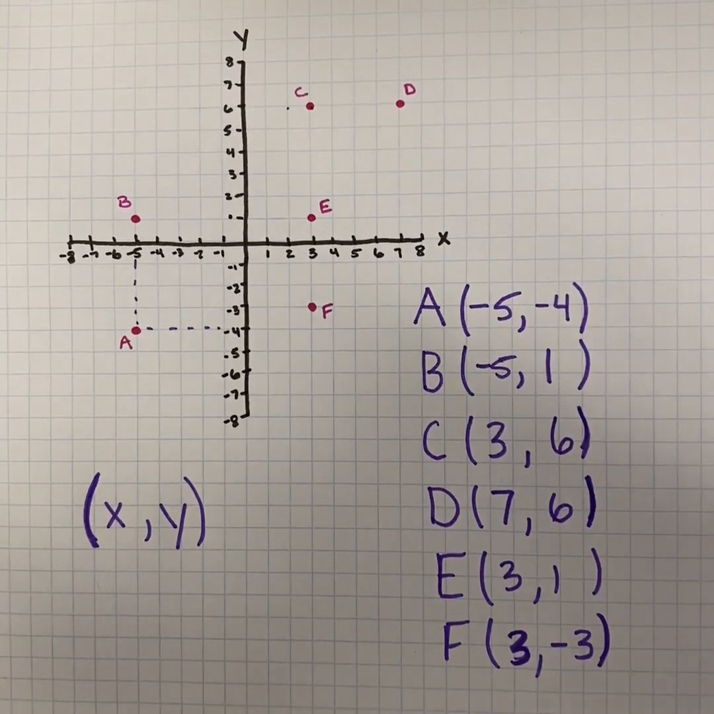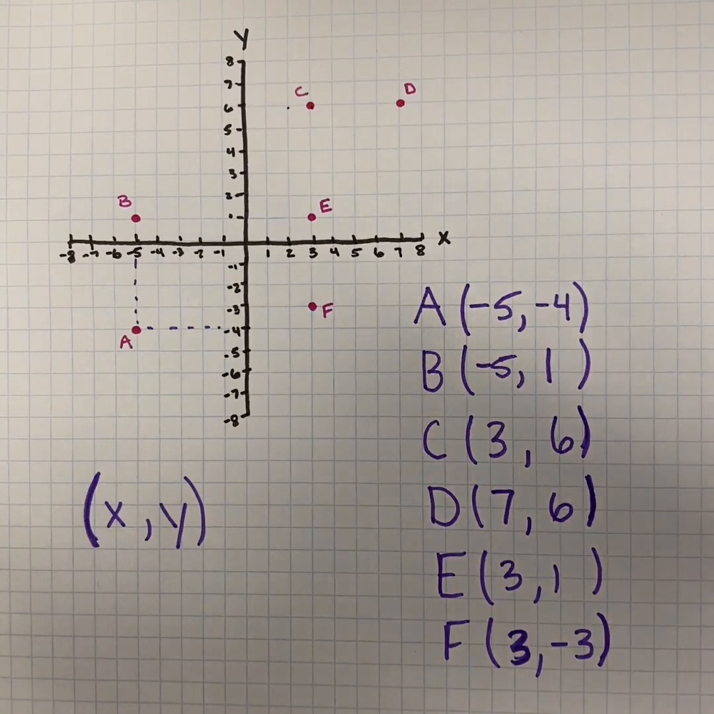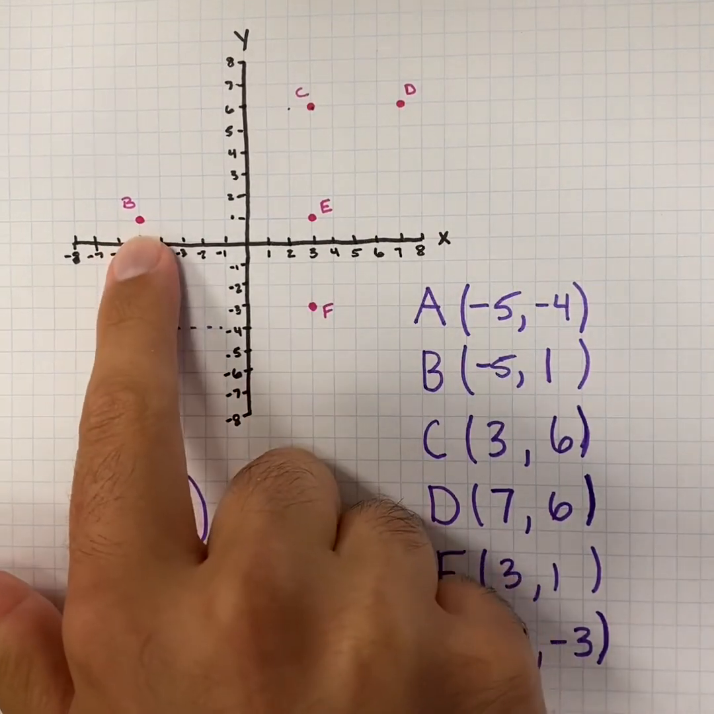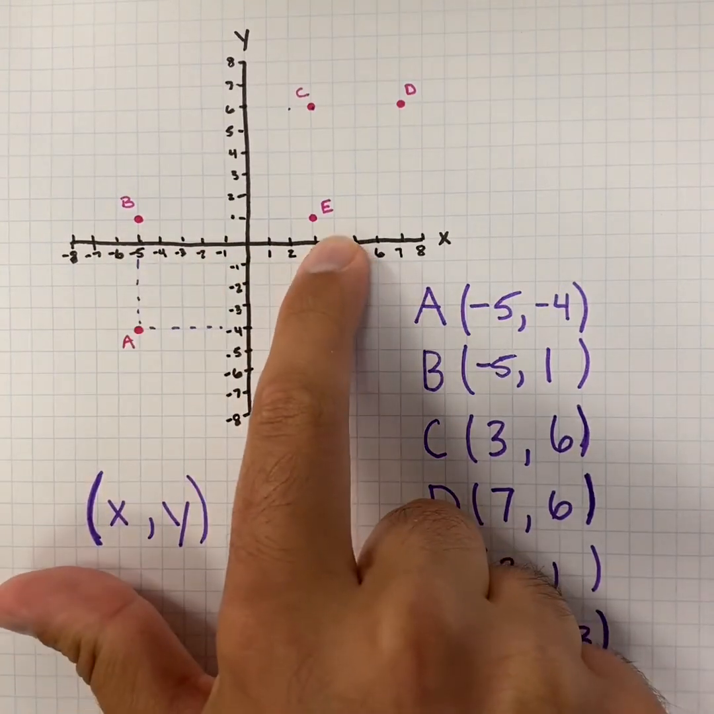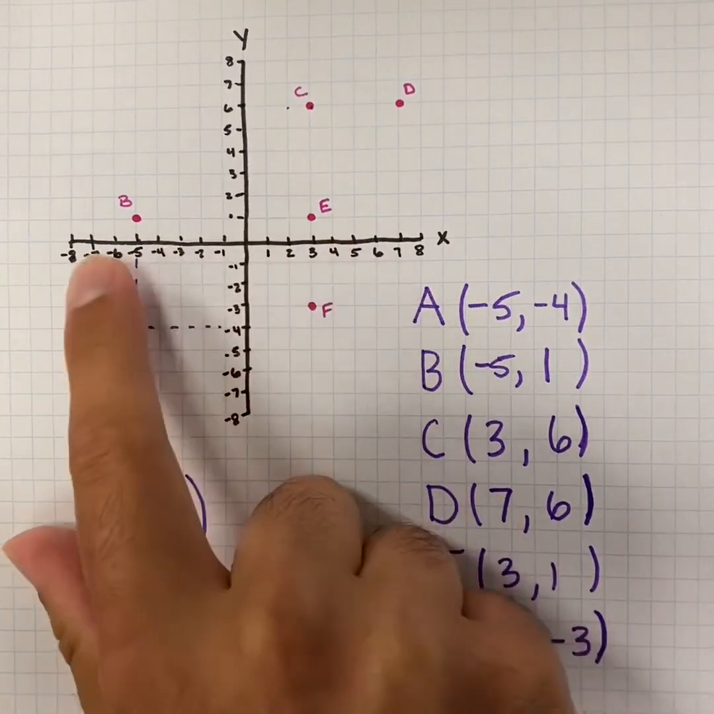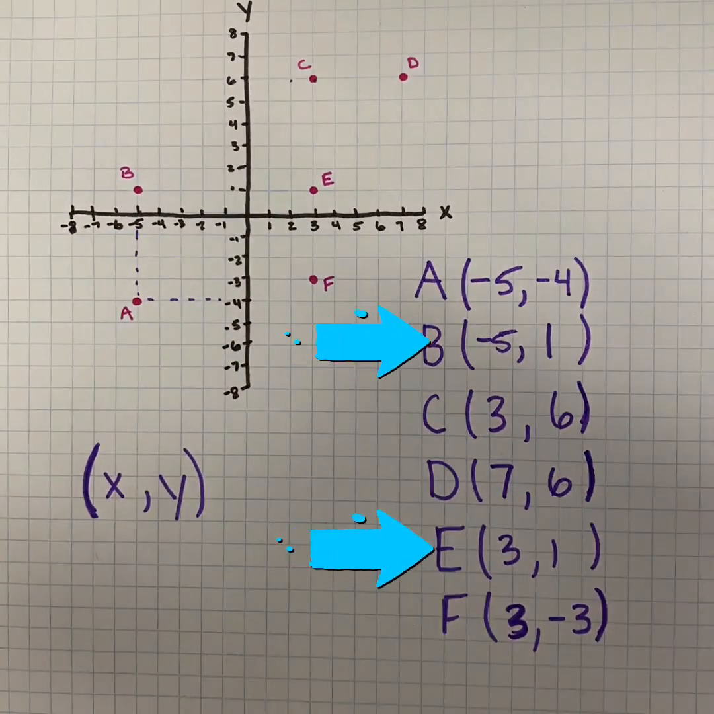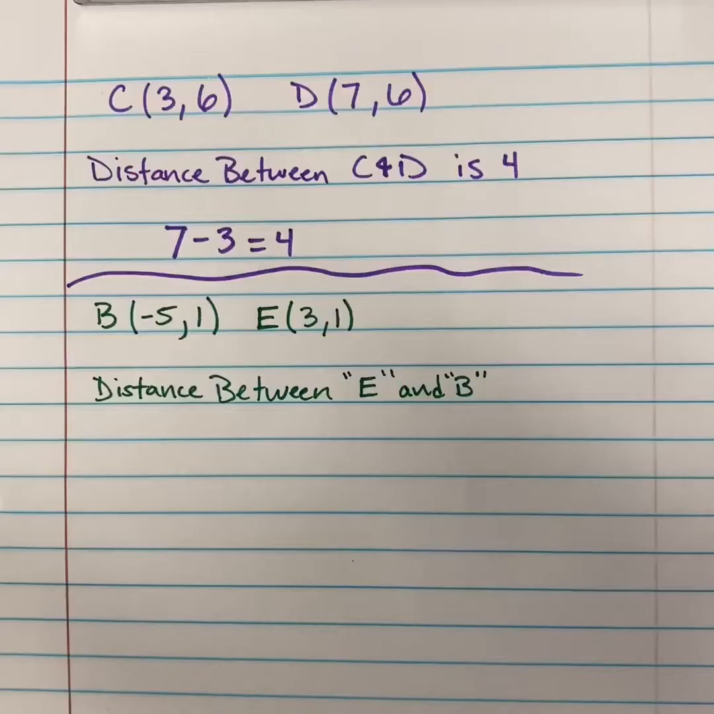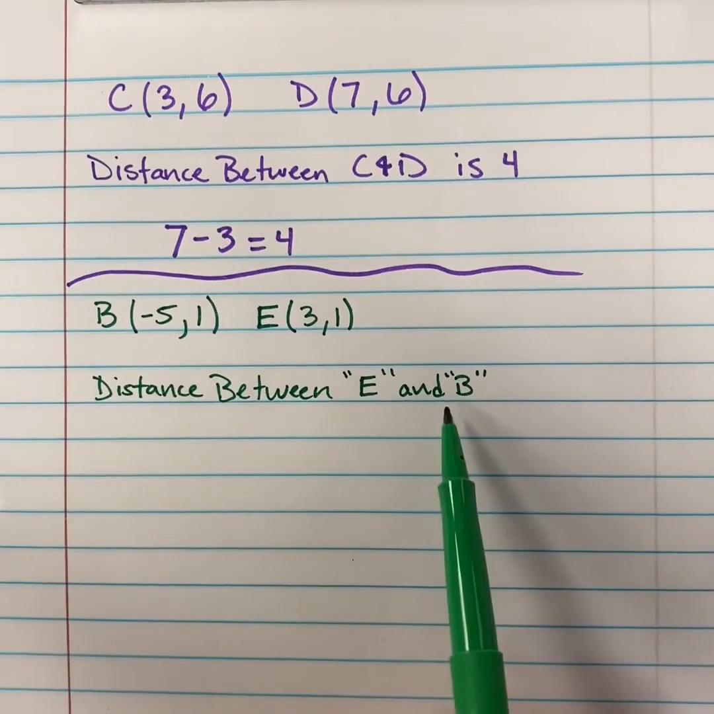So we need to talk about where absolute value plays a part in finding the distance between points on a coordinate plane. It happens when we have coordinates that come from different quadrants. So we're going to find the distance between E and B. If we look at points E and B, we can see that they have the same y value. So we're going to be paying attention to the x values here to determine how far away they are from one another.